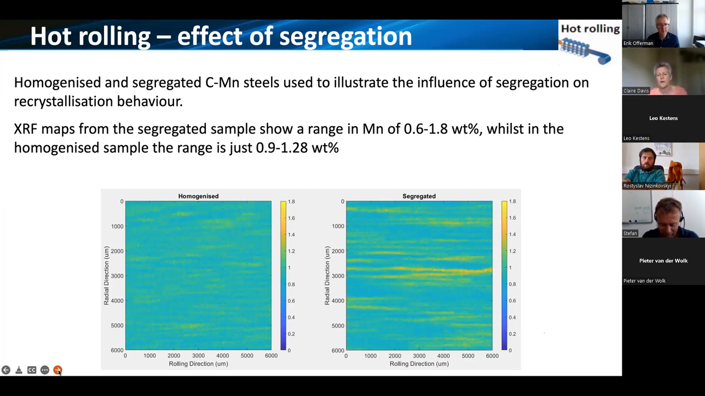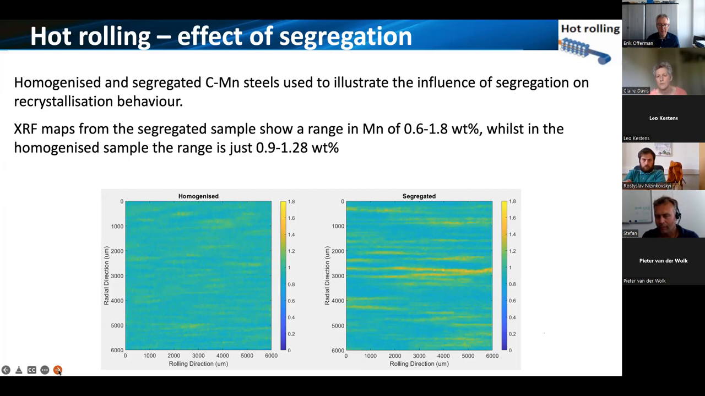So this is a little example showing a carbon manganese steel. And we have two samples, the same material, cast the same. So we have a segregated composition. So these are XRF maps over about a 6mm square surface region, showing the manganese levels. And bottom right, you can see the strong banded segregation of manganese.